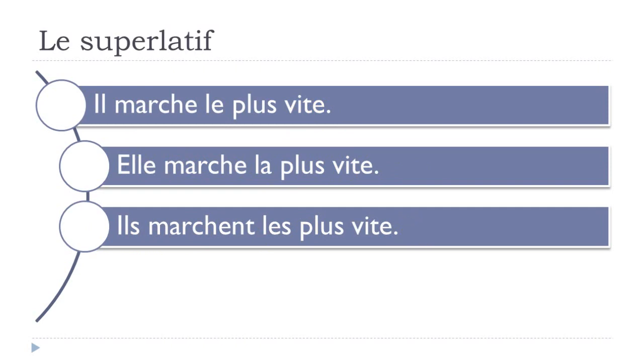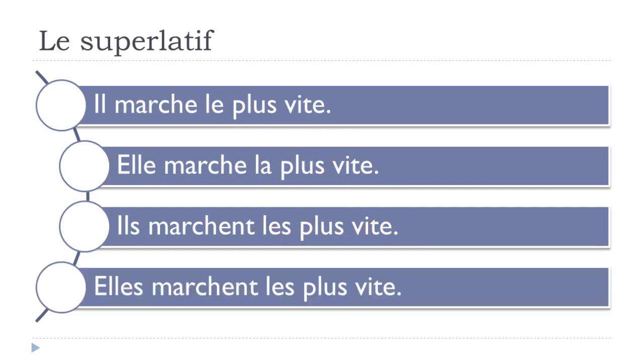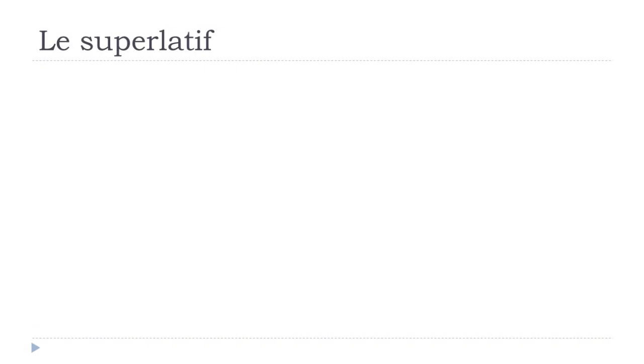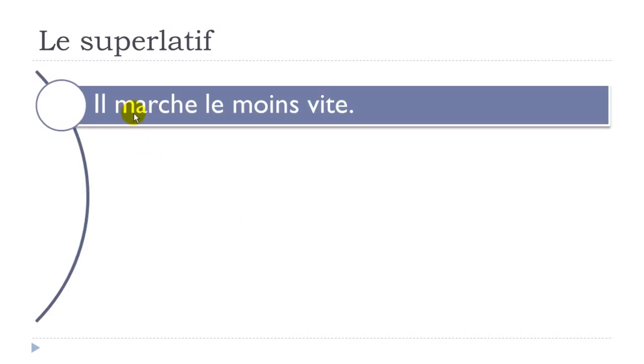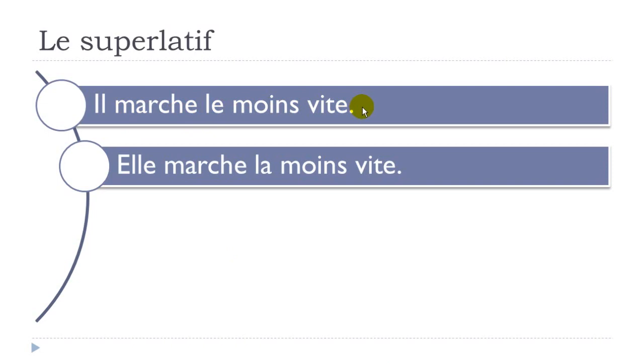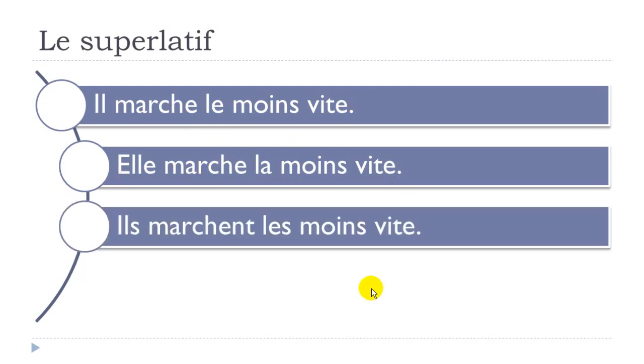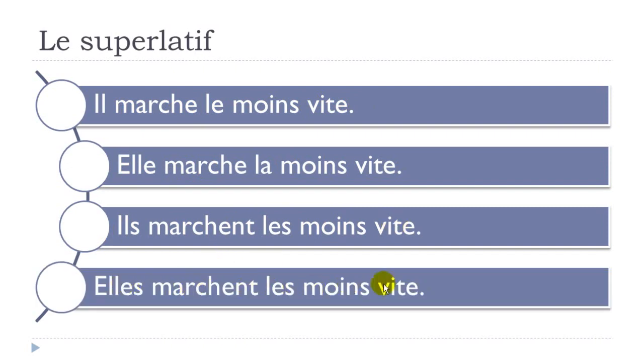You just put it after this le plus or la plus or les plus. Okay? And then you don't need to put the mark of the feminine or the mark of the plural, it doesn't change at all. So, il marche le plus vite, elle marche la plus vite, il marche les plus vite, elle marche les plus vite. Okay, so it's quite simple, and then logically, for the least, il marche le moins vite, elle marche la moins vite, il marche les moins vite, elle marche les moins vite.